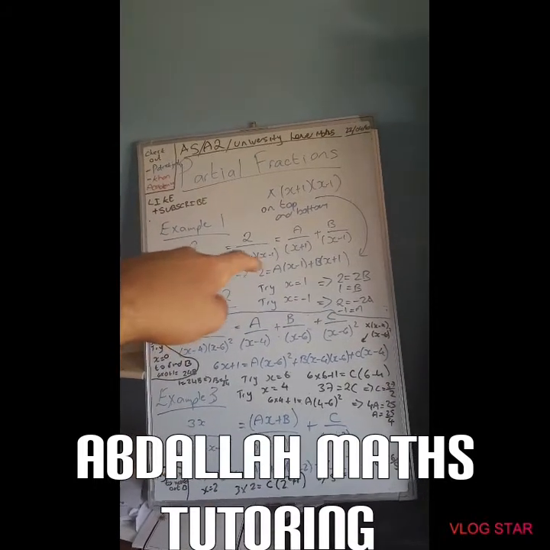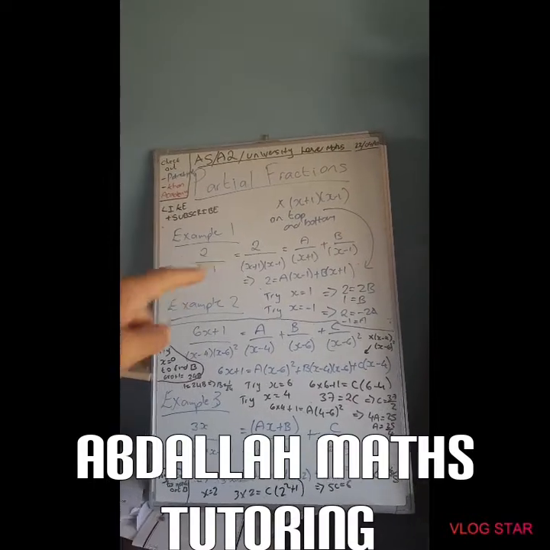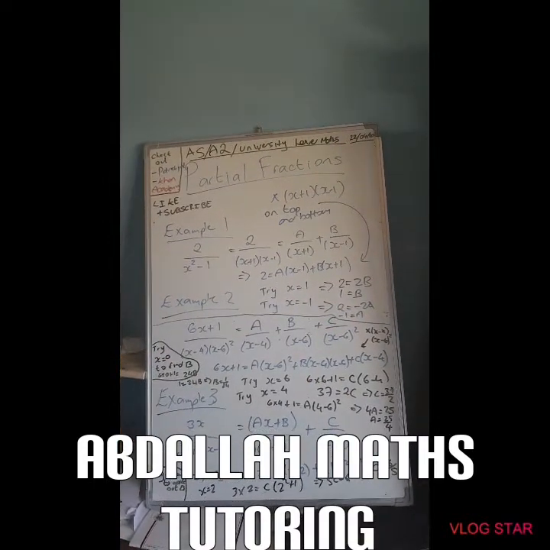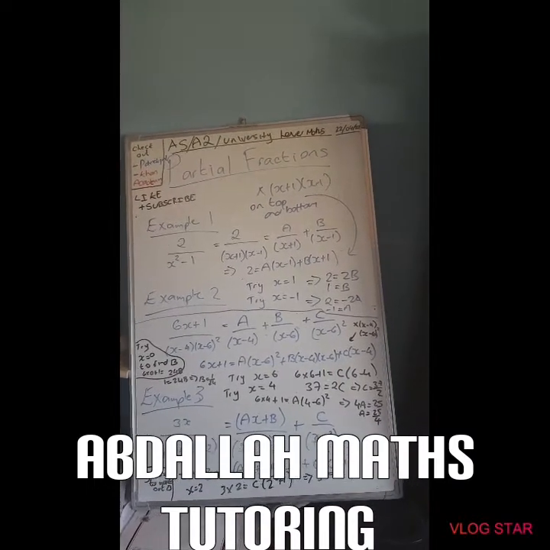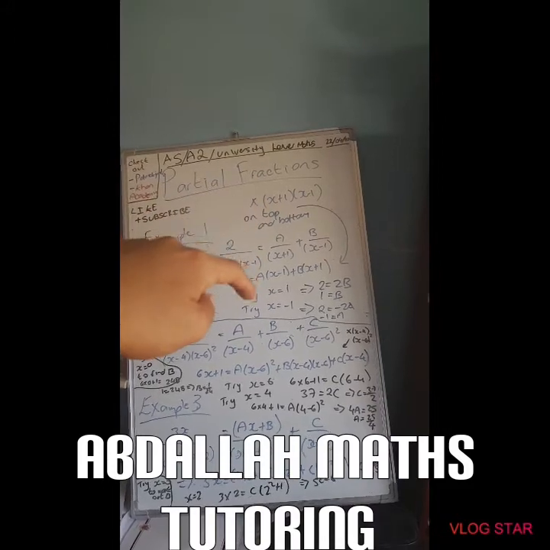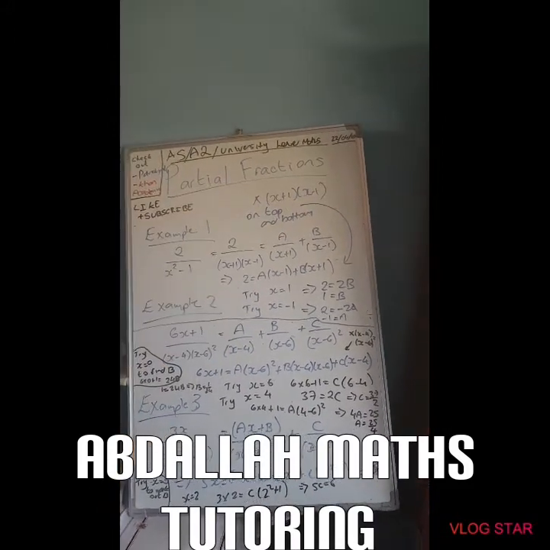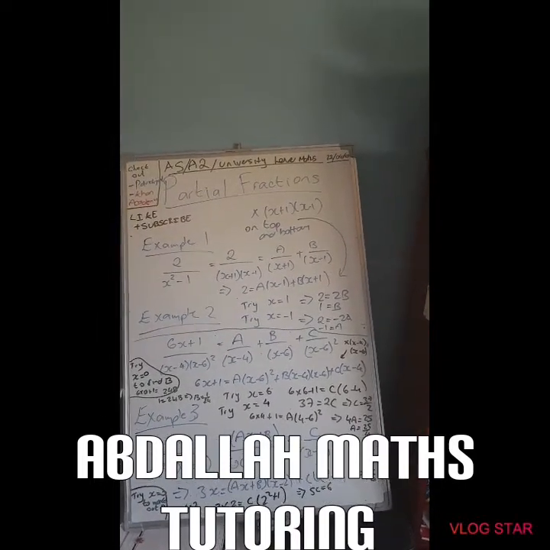So I get 2 is equal to a brackets minus 1 minus 1. Minus 1 minus 1 gives us minus 2. So minus 2a is equal to 2, a is equal to minus 1. So my solution is minus 1 over x plus 1 plus 1 over x minus 1. And that will be my answer to that.